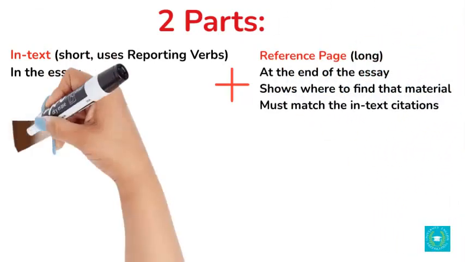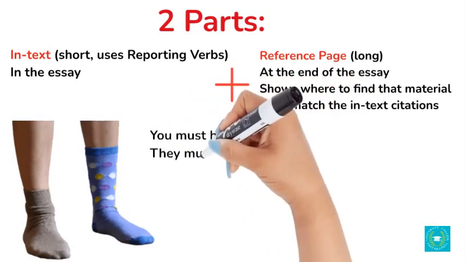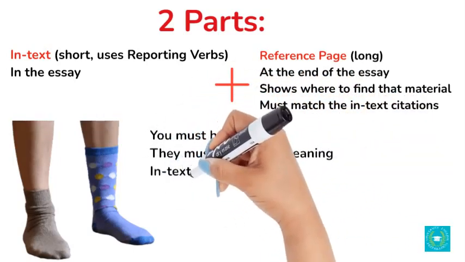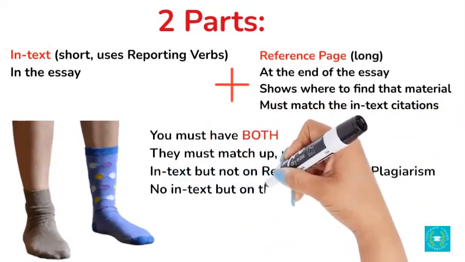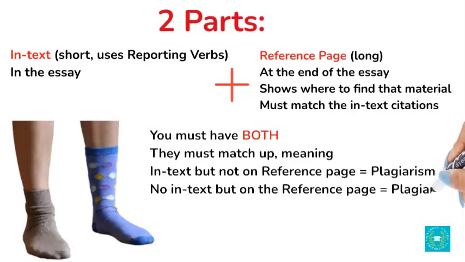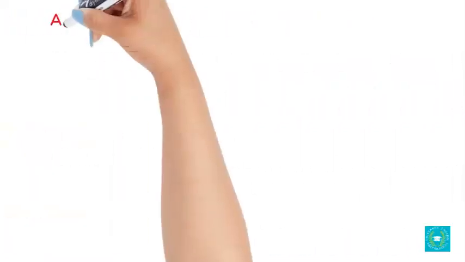For example, if you have an in-text citation that doesn't match up with a reference page citation, it's called plagiarism. And vice versa. If you have a reference page citation but no in-text citation, it's plagiarism. So like your socks, make sure they match.